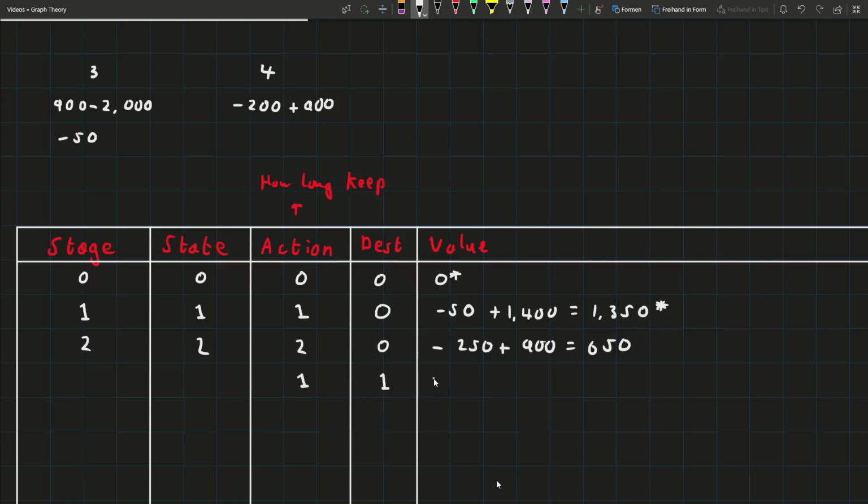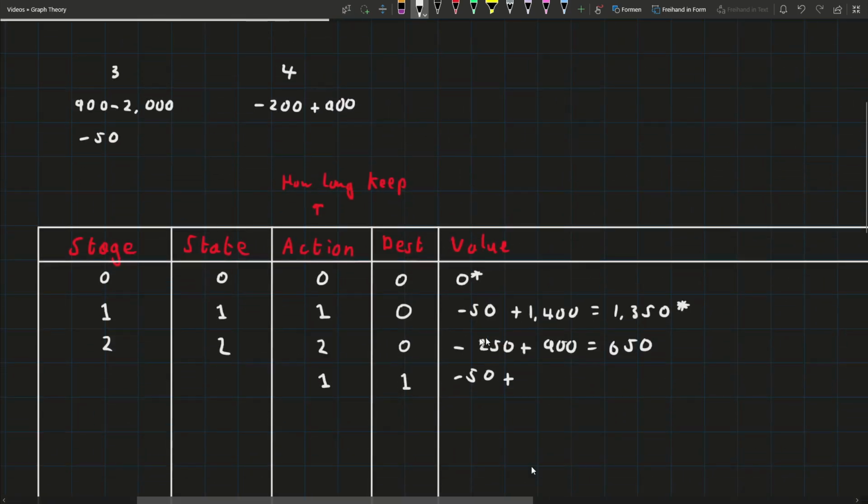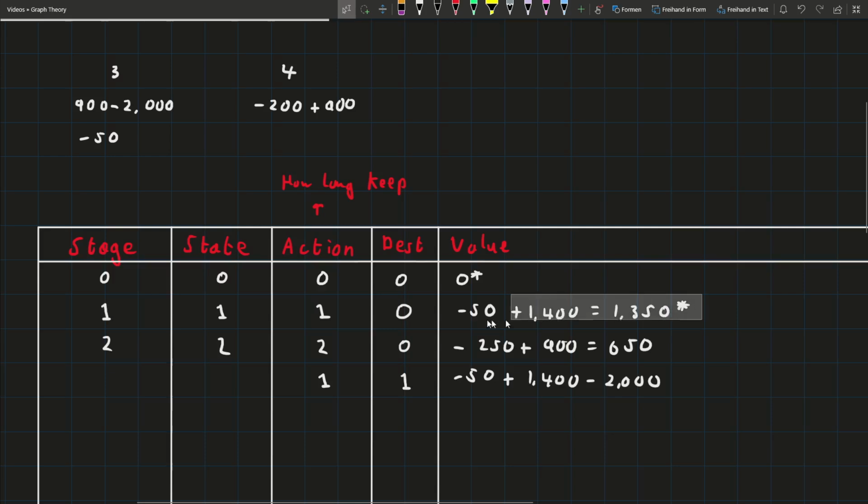If we keep it for 1 year, we're only going to pay 50 in maintenance costs. Then we're going to sell it, because we're keeping it for 1 year. That means we're selling it at the end of the 1 year for a value of 1,400. And then we're buying a new laptop, because we're not done college yet, so it's minus 2,000. Add all those up. And then after that 1 year, we know that we have to add on this value, because this is what happens if we have 1 year left. We get a profit of 1,350, so we have to take that into account. We have to take into account what happens after the 1 year left. That's why we have to put in the 1,350, then add those up, and we get that we have 700.